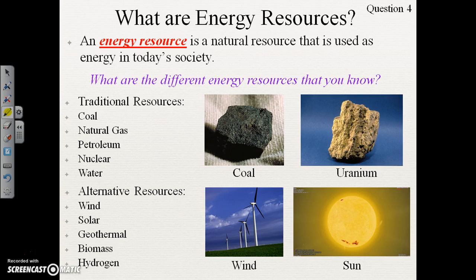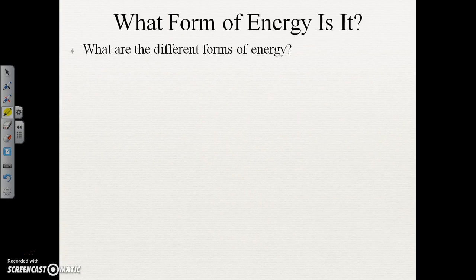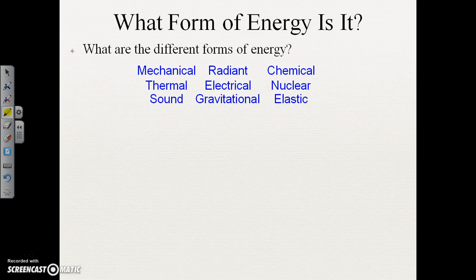So each of these 10 items are specific natural resources that we use for energy, so we call them not only a natural resource, but an energy resource. And we're going to go first through the traditional and then through the alternative resources and determine which type of energy they give us. Does it give us chemical? Does it give us gravitational, nuclear? What is it? Again, this is review of our 9 main types of energy. We're going to go through and identify which types of energy each energy resource gives us.